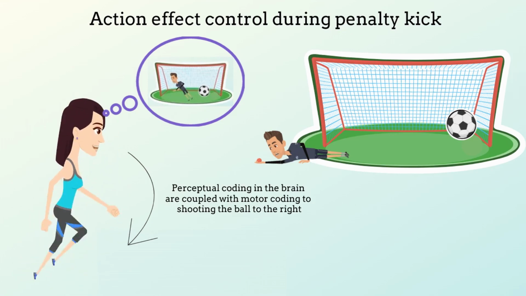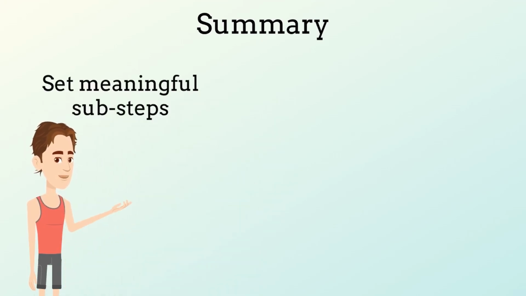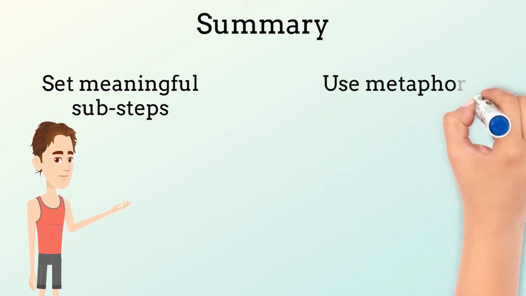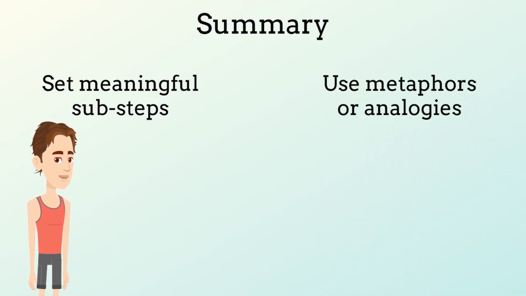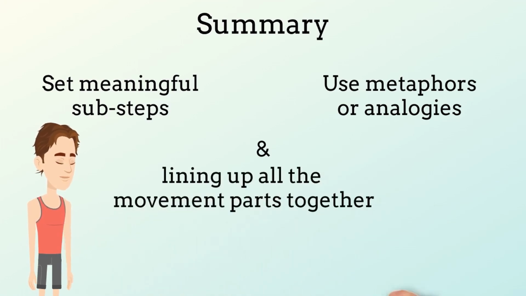All in all, to learn a new complex motor skill, the trainer or physical instructor should first break down the complex movement sequence into meaningful substeps, which are then learned implicitly through the use of action-effect control. For each substep, appropriate metaphors or analogies must be found for this purpose, so that the individual can learn the desired sub-movement by adapting an already familiar action-effect control from the metaphorical or analogy movements. Finally, the learning process is completed by lining all the movement parts together in a methodical series of exercises.